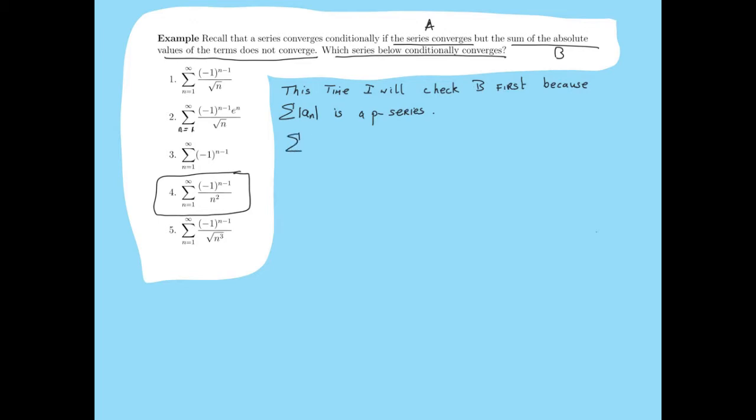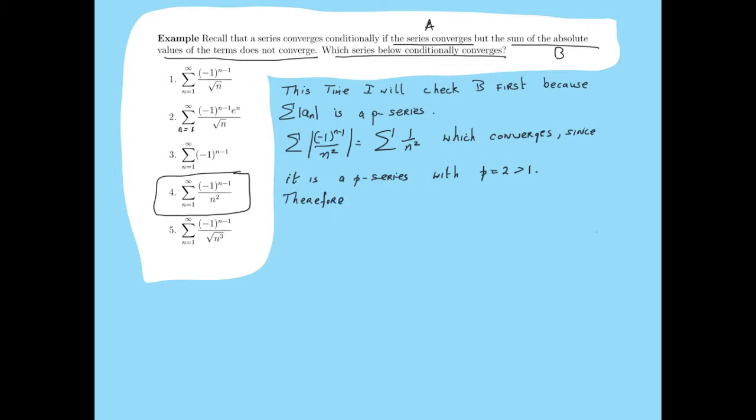So writing down the details, I see that the sum of the absolute values here is the sum from 1 to infinity of 1 over n squared, which converges because it's a p-series with p equals 2, and therefore condition B does not hold. So the original series, the sum of minus 1 to the n minus 1 over n squared, is not conditionally convergent. It is actually convergent because it's absolutely convergent, but it's not conditionally convergent.